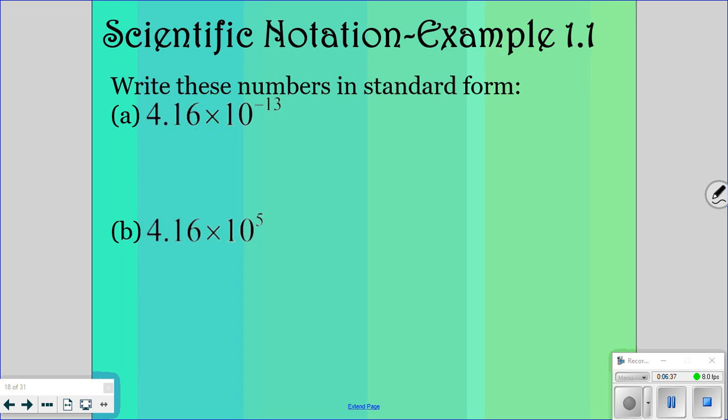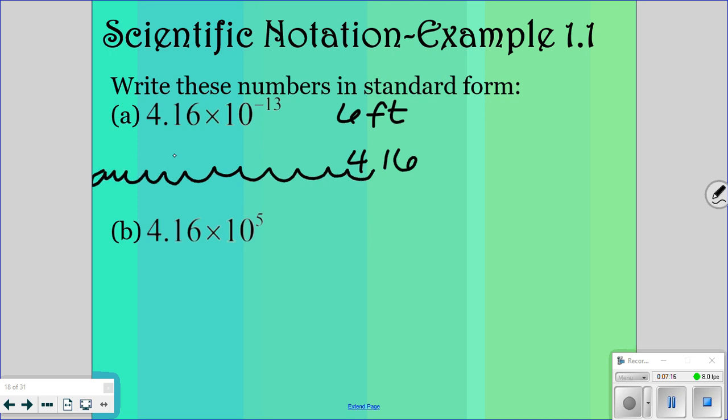Okay, so we're going to put these in standard form. The difference with standard form is that you're going to put it without the times 10 to the whatever. So right now they are in scientific notation, and we want to put it in standard form. If it's a negative number, which direction are we going to move it? To the left. So we have 4.16, and then you got to move it to the left 13 times. So 1, 2, 3, 4, 5, 6, 7, 8, 9, 10, 11, 12, 13.